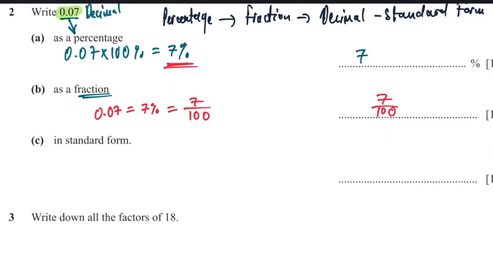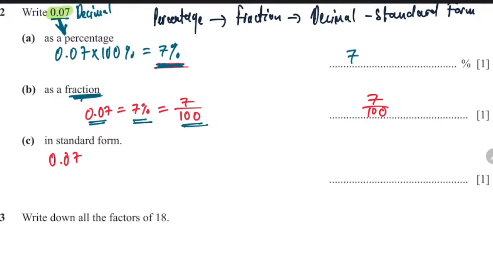Now in standard form, you take the 0.07, the decimal version. So we saw that already. Decimal to percentage is easy. Now when you want to convert to fraction, you can first convert to percentage, then to fraction. So we had the decimal, we expressed the percentage, then we made it a fraction.